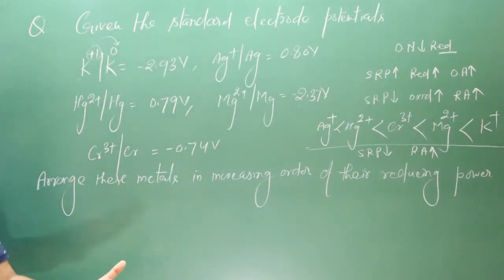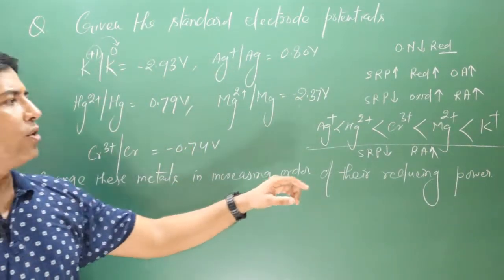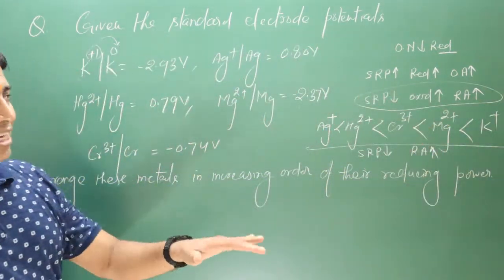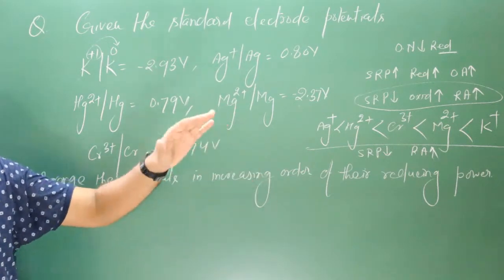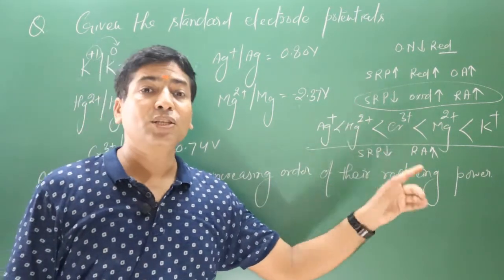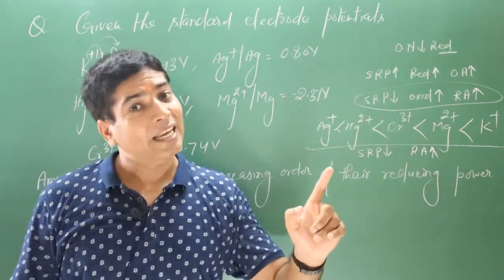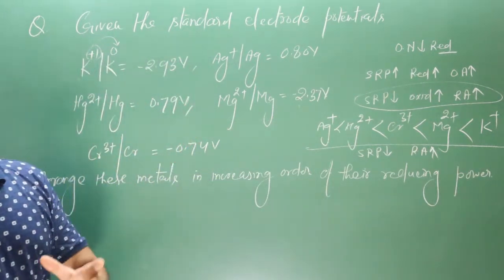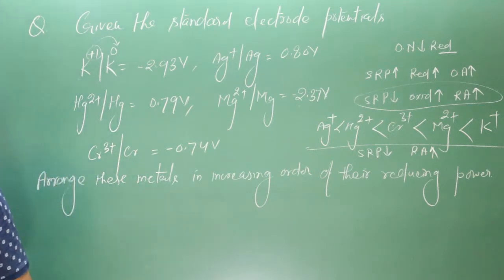So it is a very simple concept. To answer this kind of question, we use only this statement: as the SRP value decreases, their tendency to act as a reducing agent increases. Now let me take one example related to standard oxidation potential.